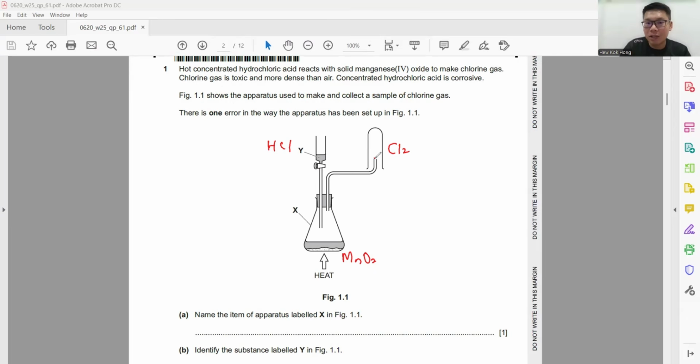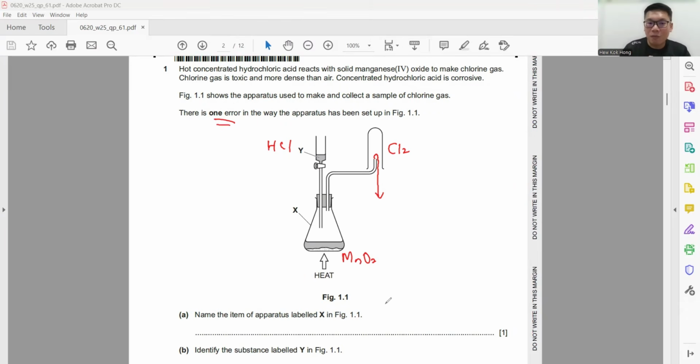What is the meaning of more dense? It means that it will sink. Concentrated HCl acid is corrosive. The figure shows an apparatus used to make and collect a sample of chlorine gas. There is one error. The arrow is very obvious. Chlorine is dense, so it is impossible to collect the chlorine gas this way.